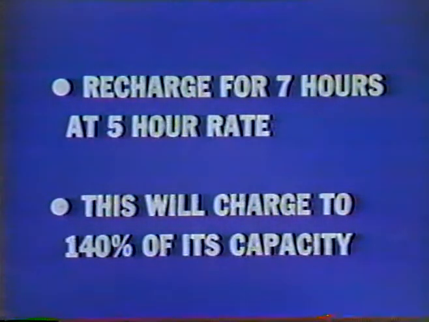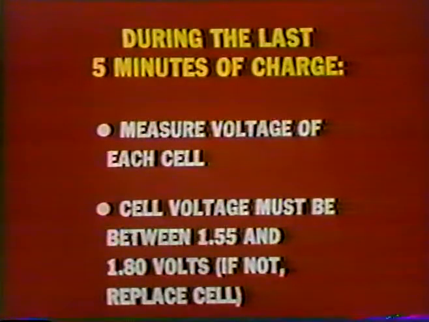Remove the shorting straps and place the battery on a constant current charge at its 5-hour rate for 7 hours. This will put 140% of the rated ampere-hour capacity into the battery. In the last 5 minutes of charge, measure the voltage of each cell. Any cell not having between 1.55 volts and 1.80 volts at a temperature of 70 to 80 degrees Fahrenheit is considered faulty and must be replaced.